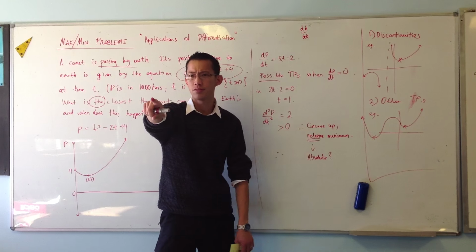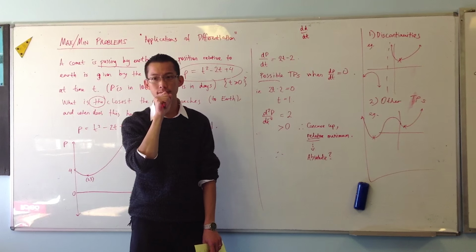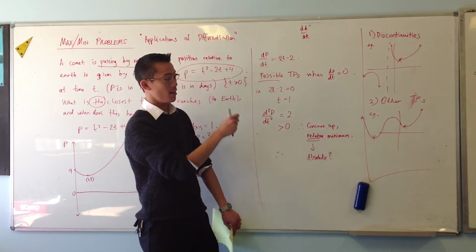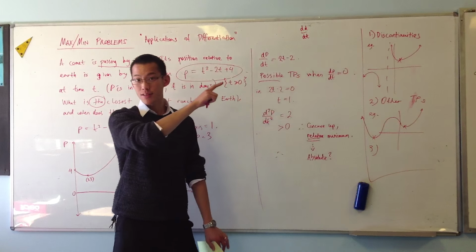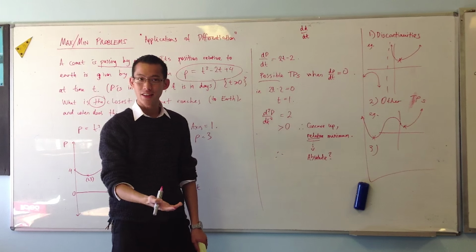Is that very easy to do, right? Yes, that's right. Boundary value. So, discontinuities, breaks in the graph. Other turning points.